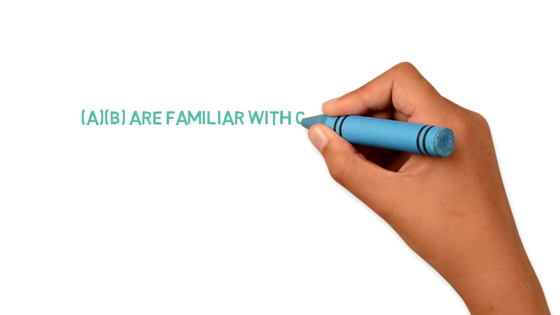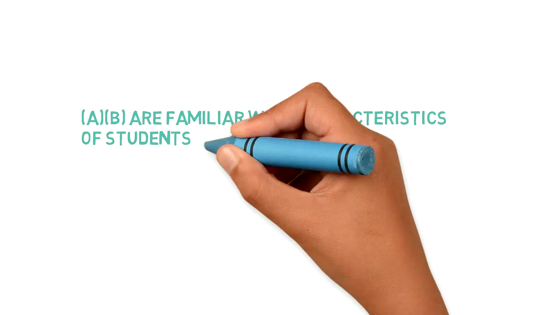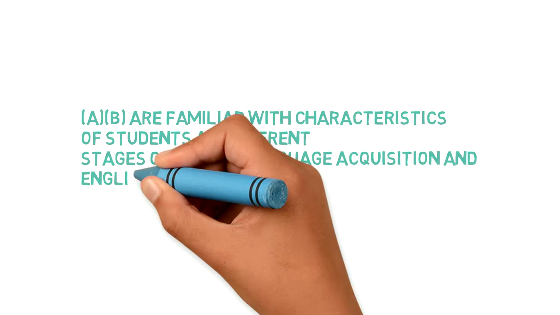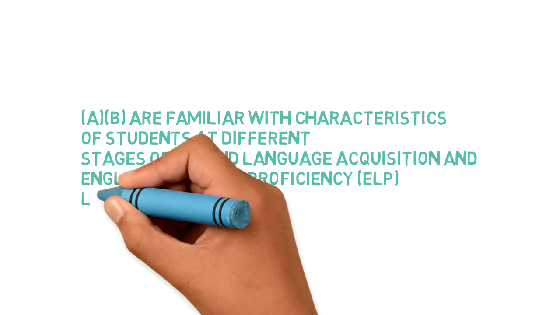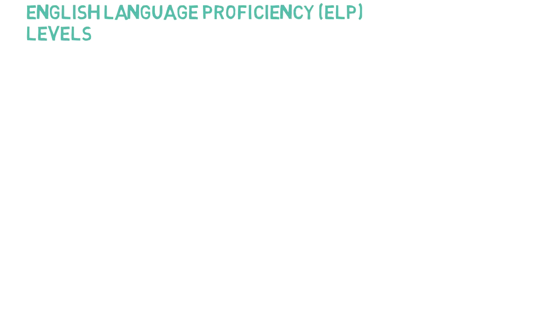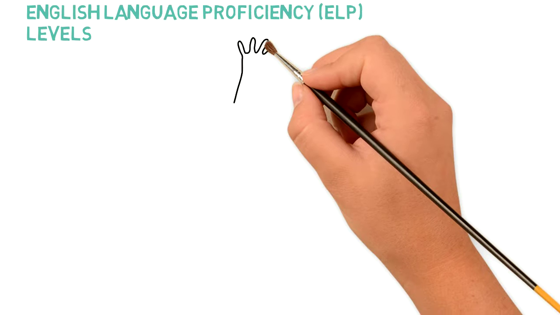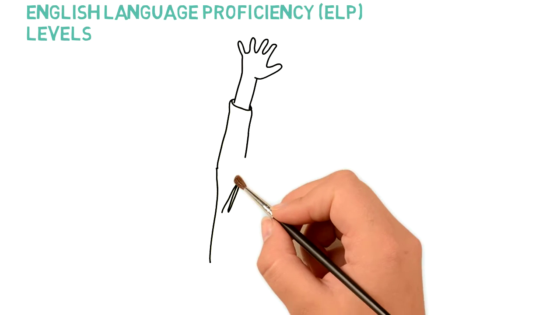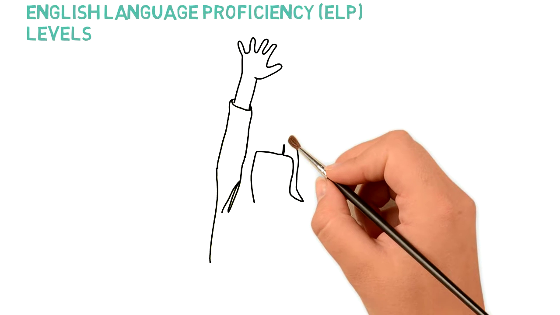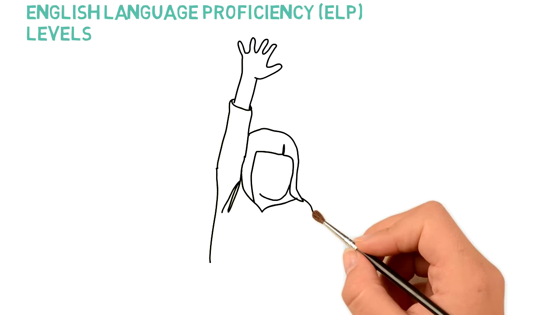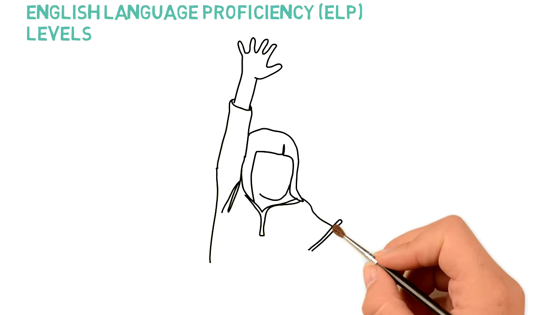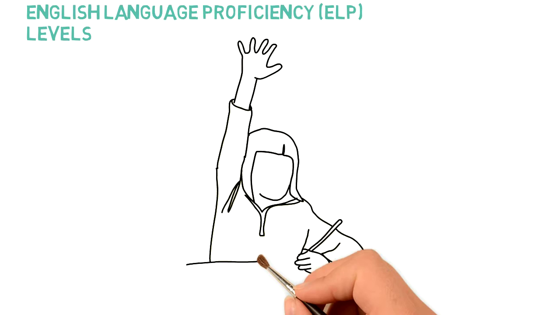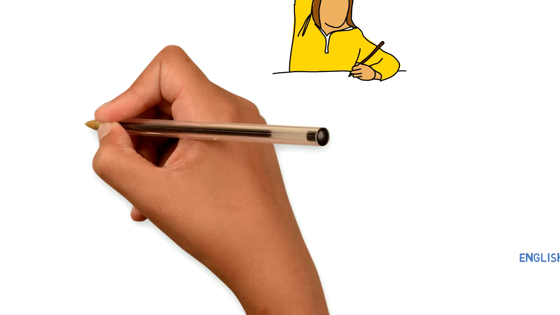Our first standard is: familiar with characteristics of students at different stages of second language acquisition and English language proficiency levels. This means that we as professors need to remind our students who work with all the students in different subject matters that they need to be able to recognize what level of English language proficiency students are at and how to better help them. We need to be aware of students who are learning English as a second, third, or fourth language and how their first language impacts their ability to learn English.